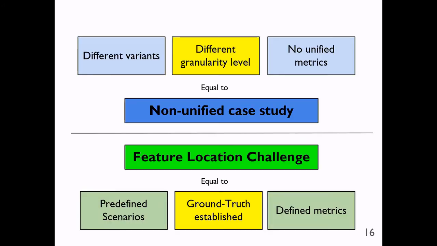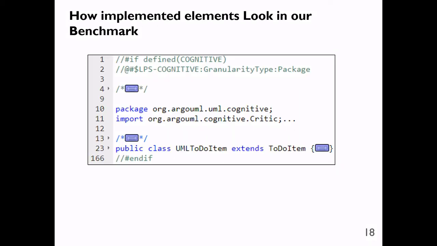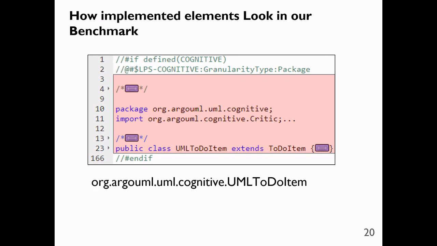On the second hand, we have different granularity levels, and for that we establish a ground truth. To explain the ground truth, it is important to show how implementation elements look in our benchmark. In this example, we have parts of code that are inside of the comment, but as you can see, the entire class is inside these comments. So to explain how this class is related with this feature, we have to write it in the right way. That would be a class-related variability trace.